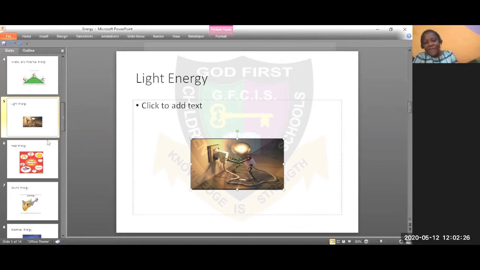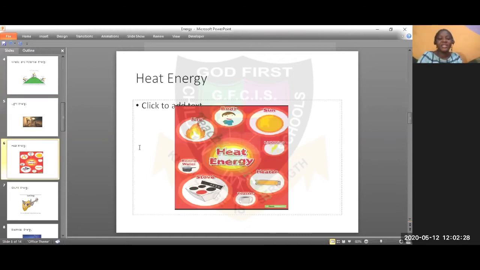The next type of energy is heat energy. Heat. I spelled it for you earlier: H-E-A-T, heat. Everybody spell it. H-E-A-T, heat. Beautiful. We get heat energy from different sources. We can get it from our stove. When you put on your gas, you put on your stove, the fire that is coming out from your gas cooker is what we call heat energy.